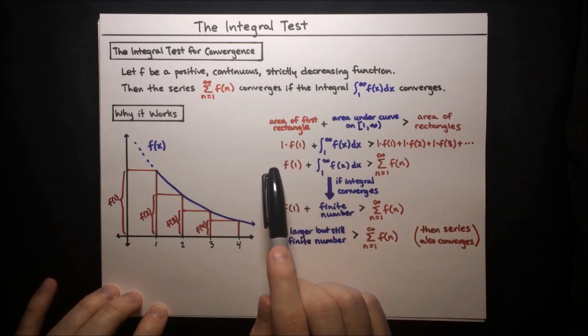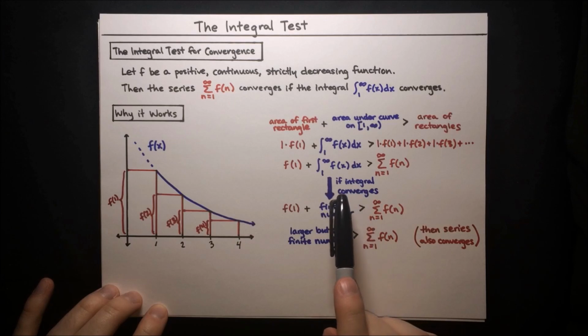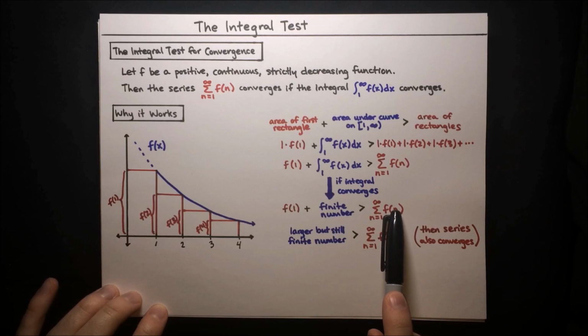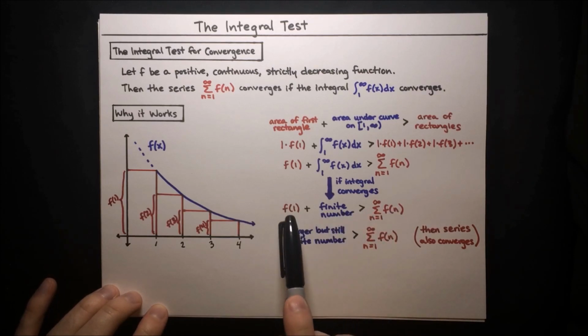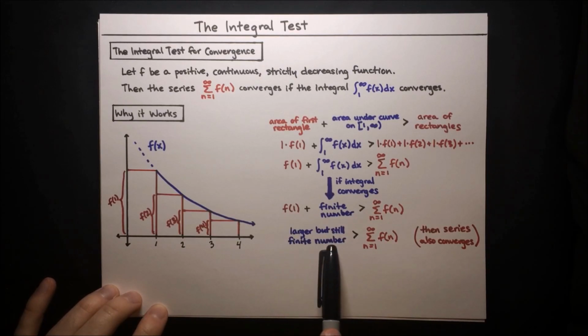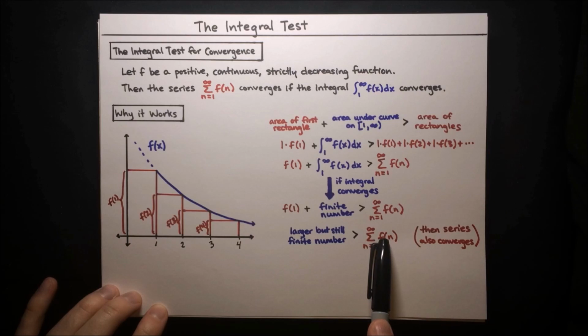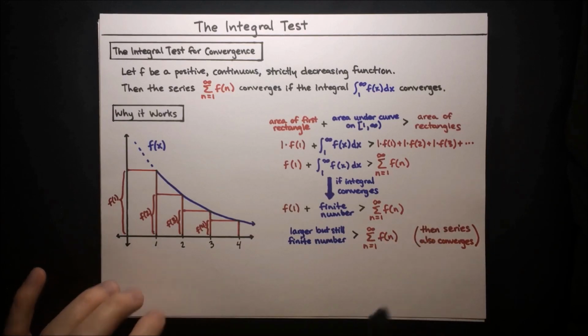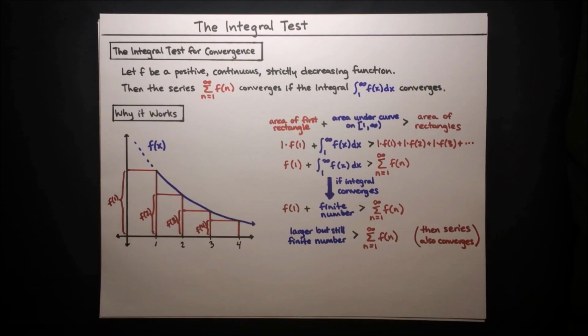So we've got this nice inequality here, and say that the integral converges. Suppose it converges, then the integral comes out to a finite number, and we've got that f of 1 plus some finite number is bigger than the series. Now, if we have a finite number and then we add f of 1, which is another finite number, then we get a larger but still finite number. So that means that the series is less than some larger but still finite number. Well, the series is just less than a finite number, and that means the series also converges. If a positive series is less than a finite number, then it has to be a finite number itself.